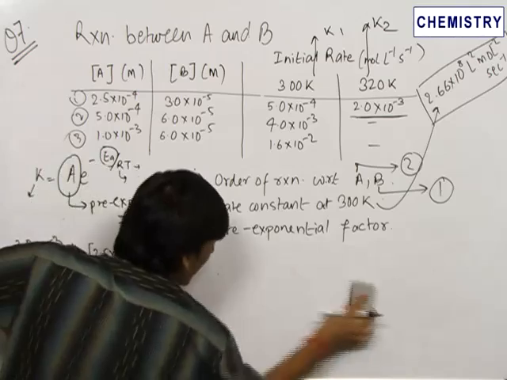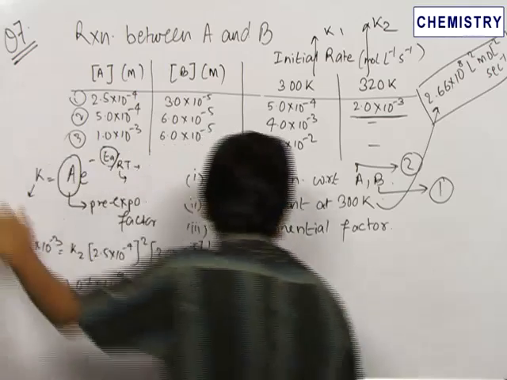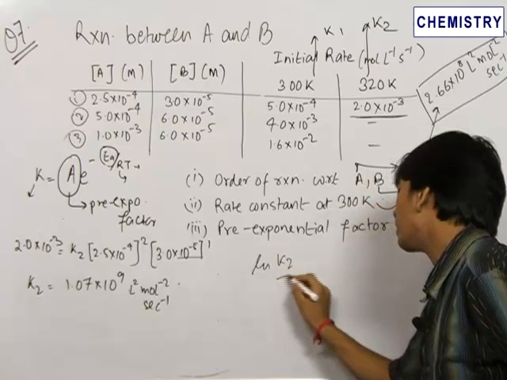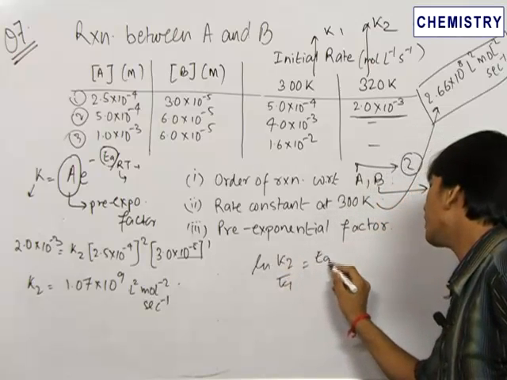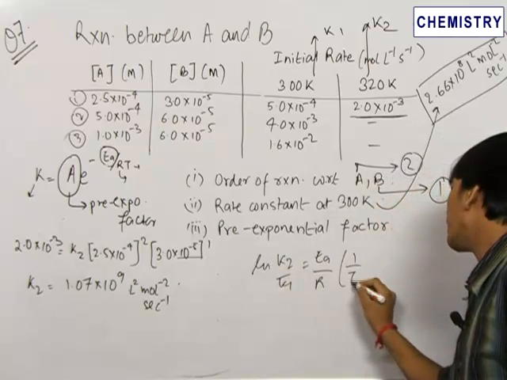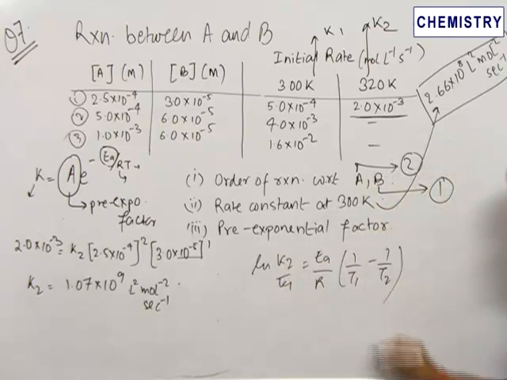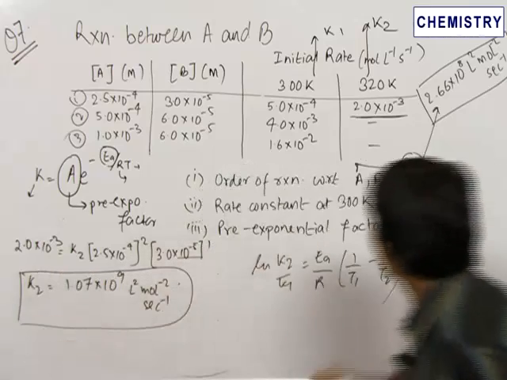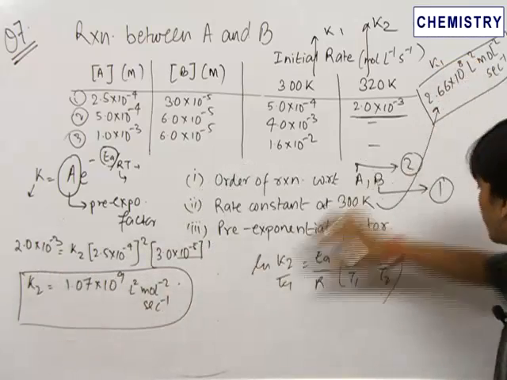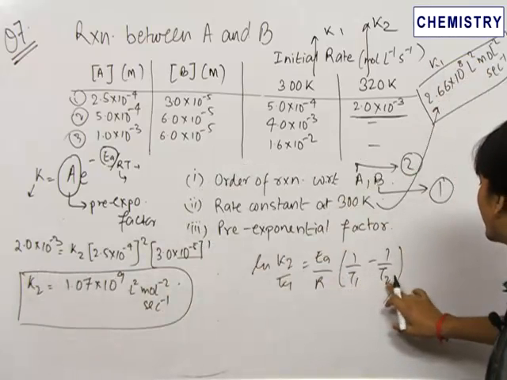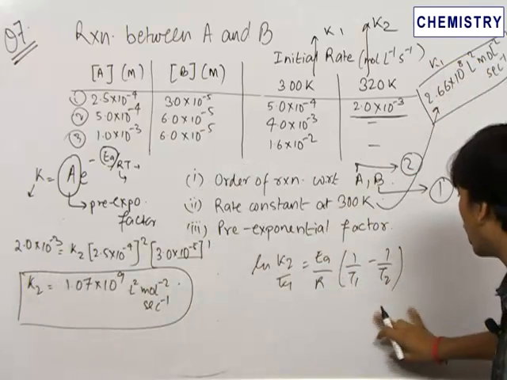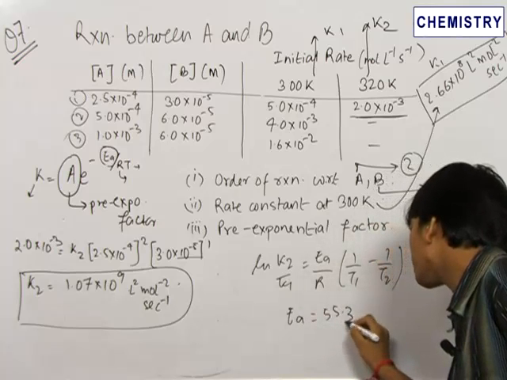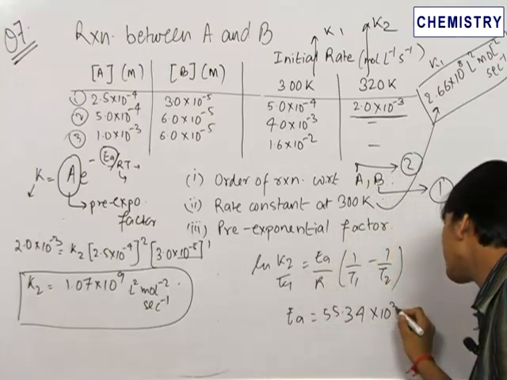Now we know the value of K1 and K2, therefore we can find out the value of activation energy by using the formula ln K2 upon K1 is equal to EA upon R into 1 upon T1 minus 1 upon T2. Now we have the value of K2 over here, we have the value of K1 over here. On putting these two over here, T1 is 300 Kelvin and T2 is 320 Kelvin. On putting all the values, we get the value of activation energy to be equal to 55.34 into 10 raised to power 3 joules.